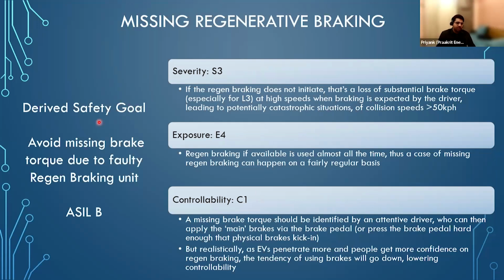So we derive a safety goal to say that the system must avoid a missing brake torque due to a faulty regen braking unit at ASIL B. Again, I'm keeping it a bit simple. I'm not going into the zones of FTTI and safety criteria and so on. Simply saying that in this interpretation, the ASIL is considered to be ASIL B.